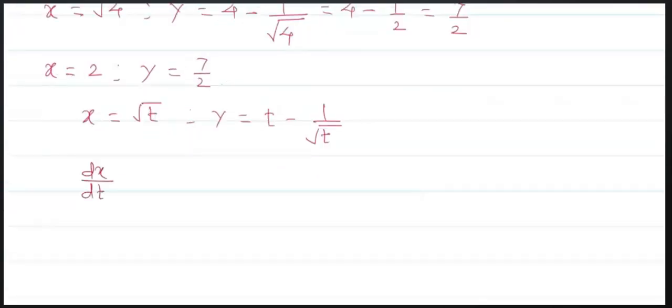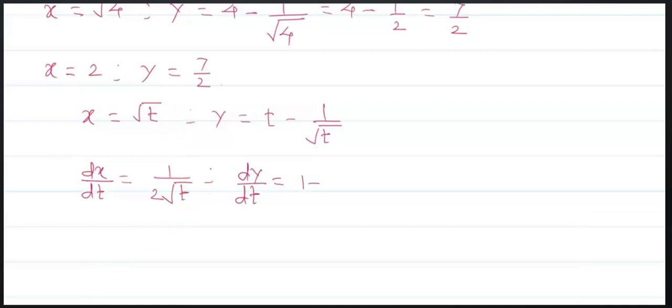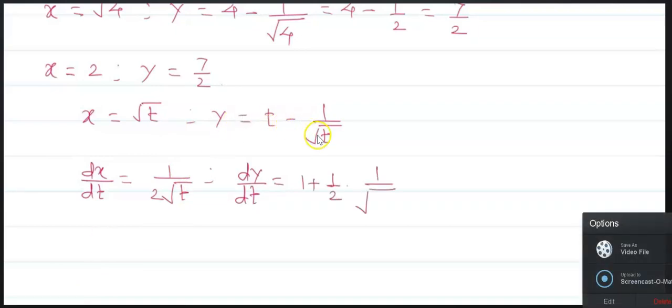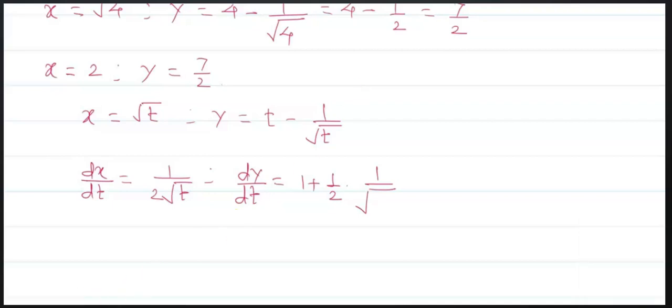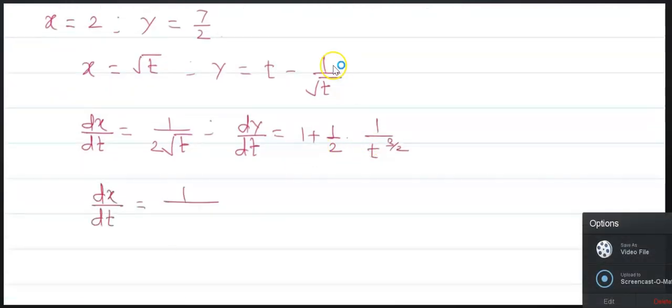X is equal to root t and y is equal to t minus 1 upon root t. Now we'll find the gradient. This is a parametric equation. Therefore, dx upon dt, differentiate this with respect to t. Dx upon dt, the derivative of root of t, is 1 upon 2 times root t. Dy by dt is equal to the derivative of t, which is 1, and the derivative of 1 upon root t. When this root t goes to the numerator, its power will become minus 1 upon 2. And minus and minus will become plus. Therefore, here is the 1 upon 2, and that 1 upon 2, minus 1 upon 2 minus 1, then you will get t raised to minus 3 by 2. This is the derivative.